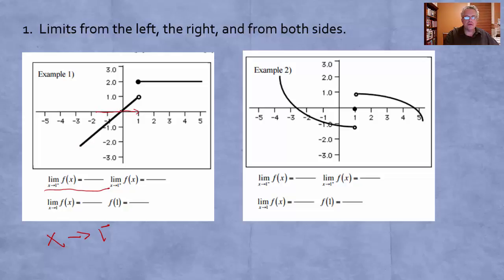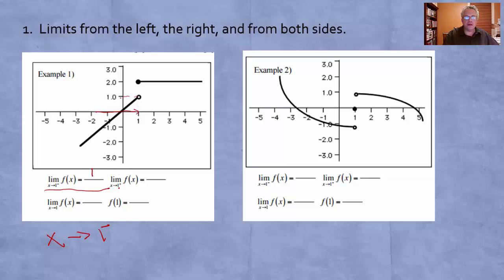As we go along this curve here, we see that the function is approaching this value right here, 1. At 1, there's a hole there, which means it's not actually equal to 1. But as x approaches 1, this graph approaches the value of 1. So this first answer is just 1.